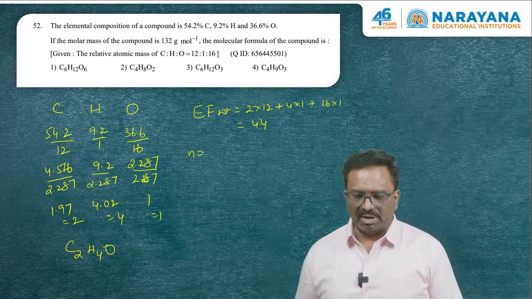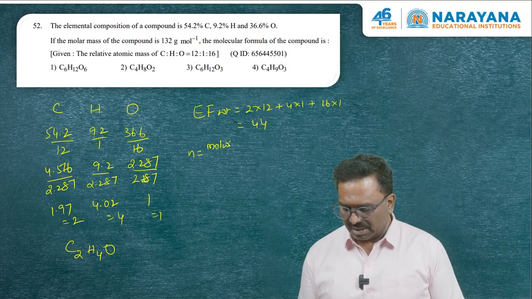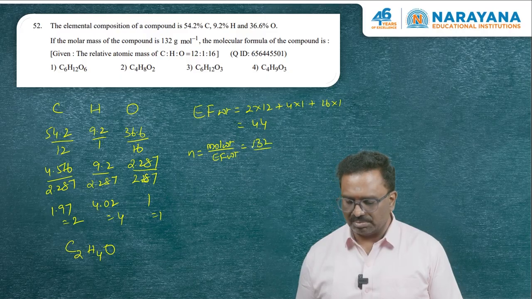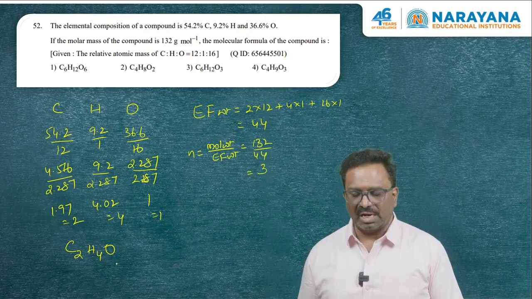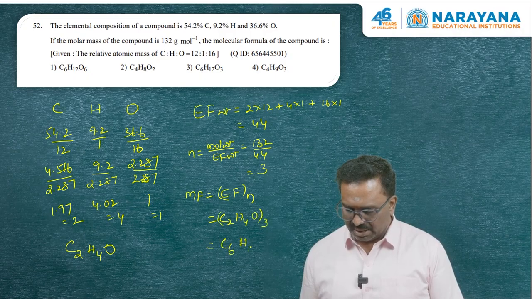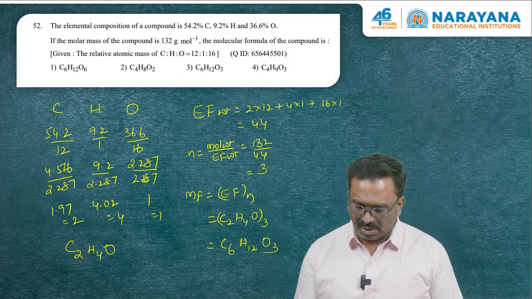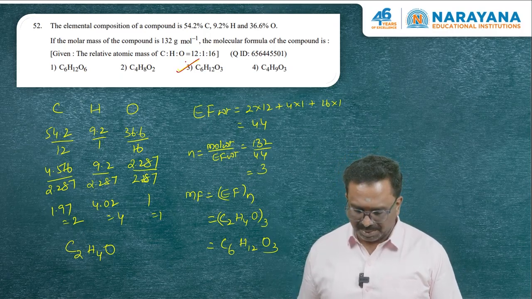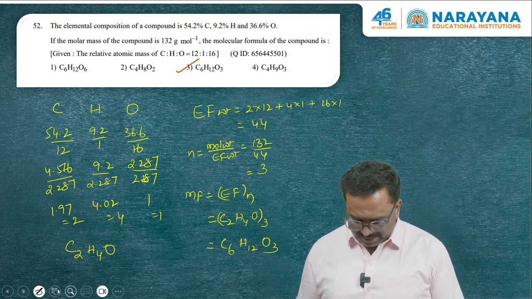To get the molecular formula, n is the molecular weight of the compound divided by the empirical formula weight. It was given that 132 is the molecular weight of the compound, divided by 44. So here n is 3. The molecular formula is the empirical formula n times, that is C2H4O, n times, and the n value is 3. That is C6H12O3. So C6H12O3 is the third option in this. Let's see the next one.